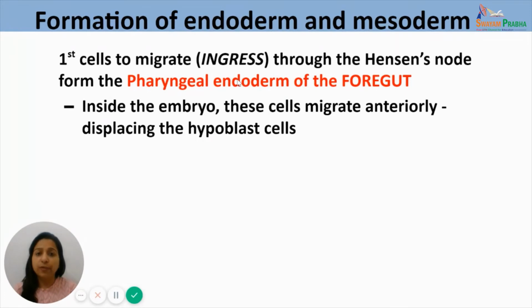These cells may become free or they may become a part of another layer which is present in the inside of the embryo. So here, the cells which migrate by ingression through Hensen's node, once they reach the embryo interior, migrate anteriorly. That is, they migrate toward the head region of the embryo, where they displace the hypoblast cells to the sides, thereby obtaining the middle of those hypoblast cells. These cells which are migrating anteriorly become the pharyngeal endoderm of the foregut of the chicken.